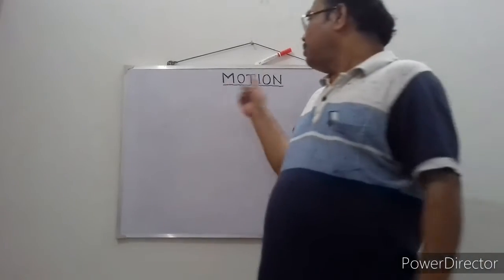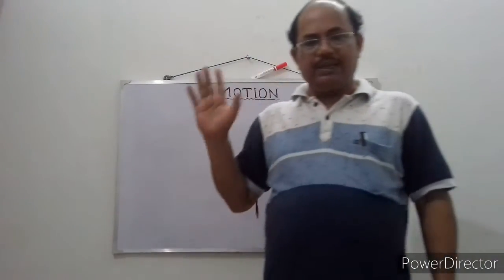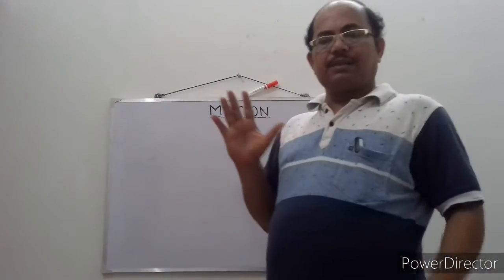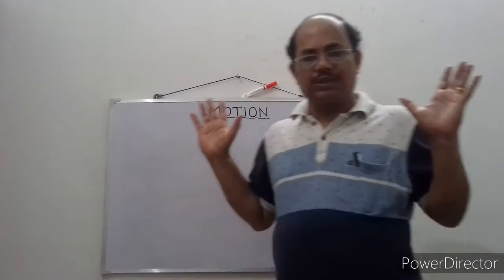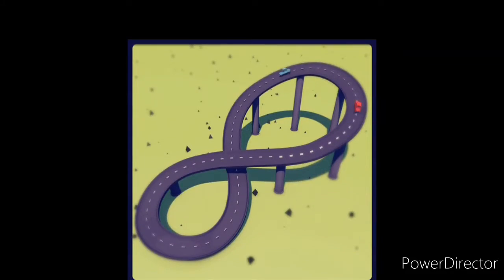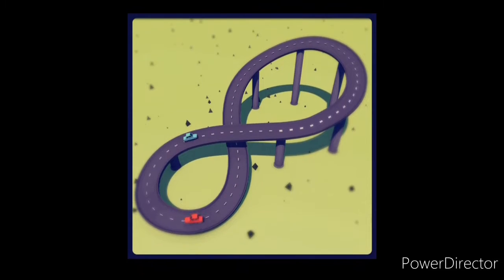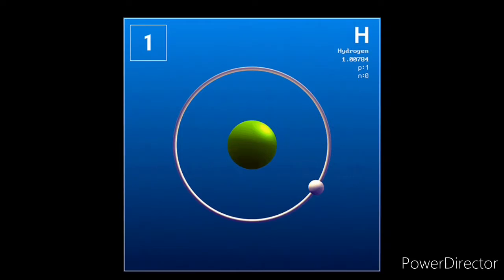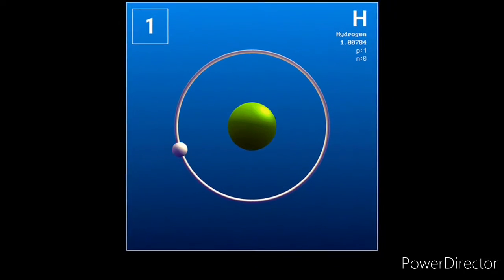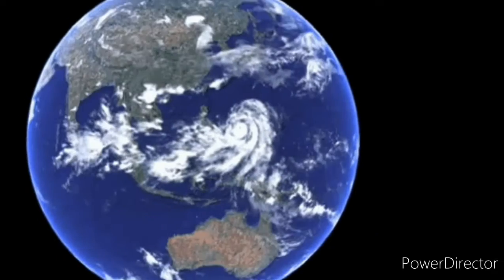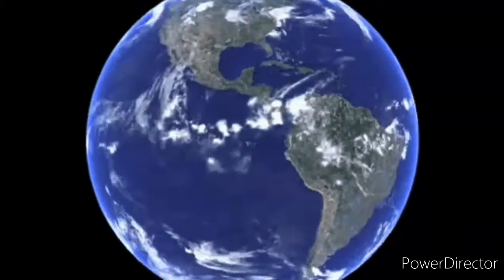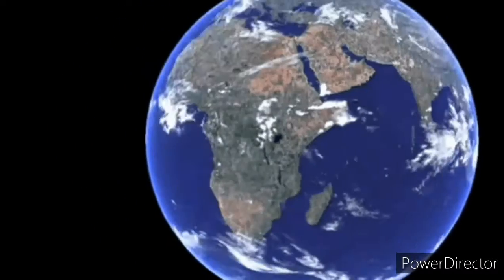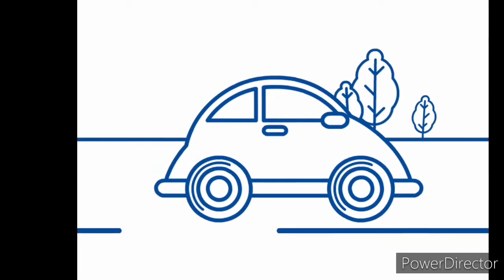Today we'll discuss the topic of motion. Okay, so let's see at first some examples of different kinds of motions. Curvilinear motion, revolution, rotation, simple harmonic motion, rectilinear motion.